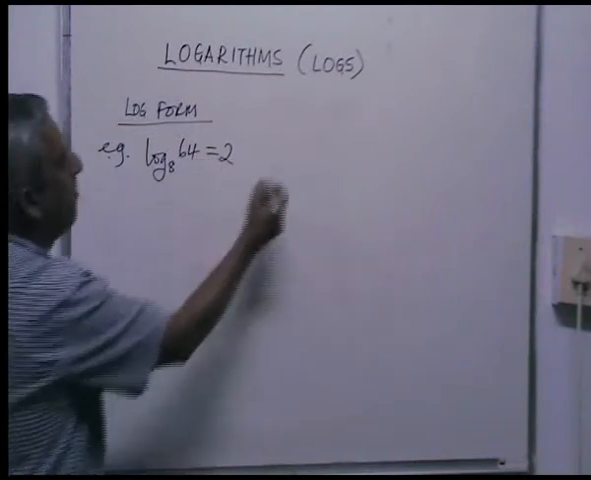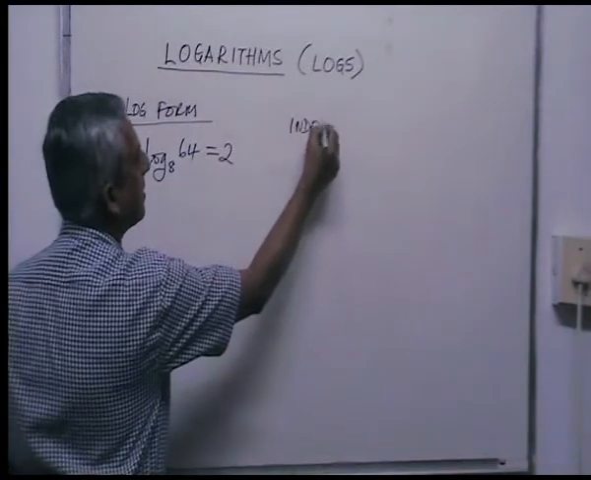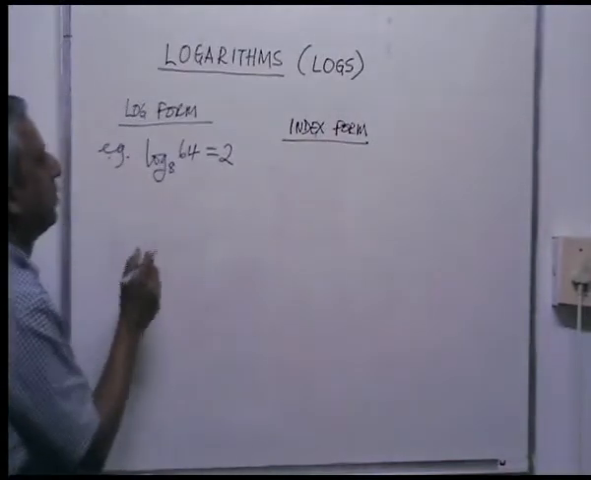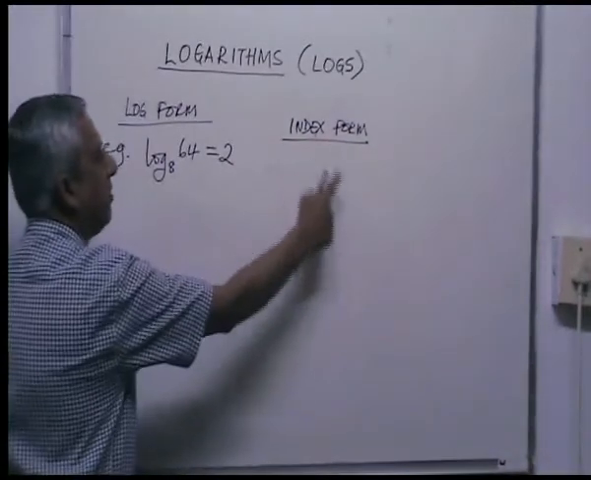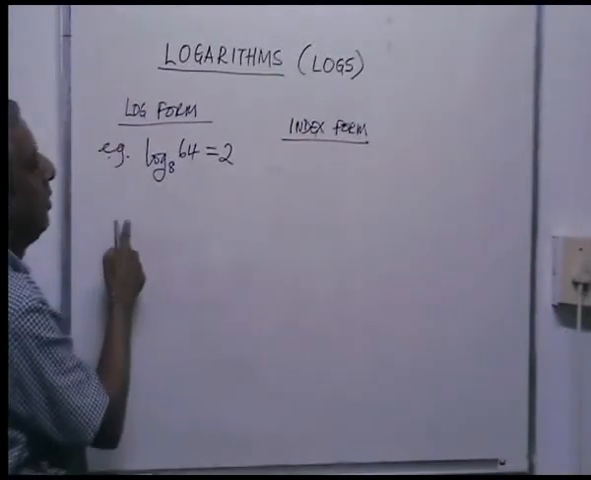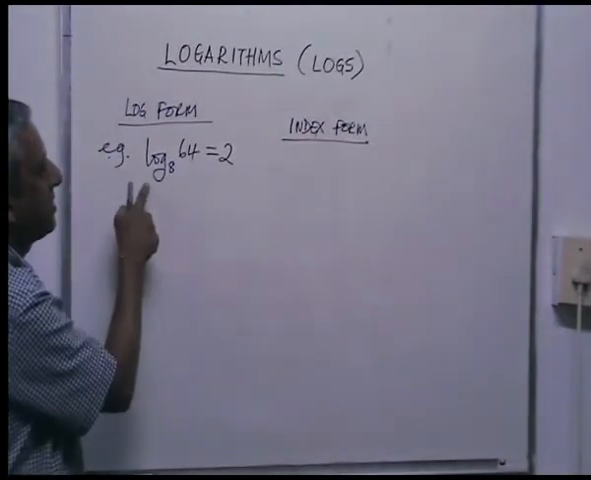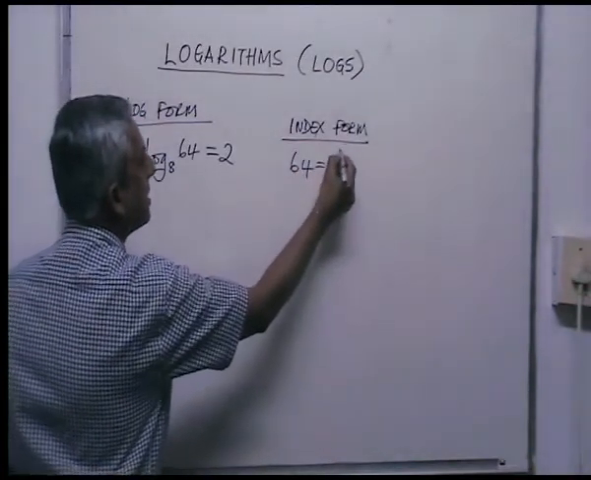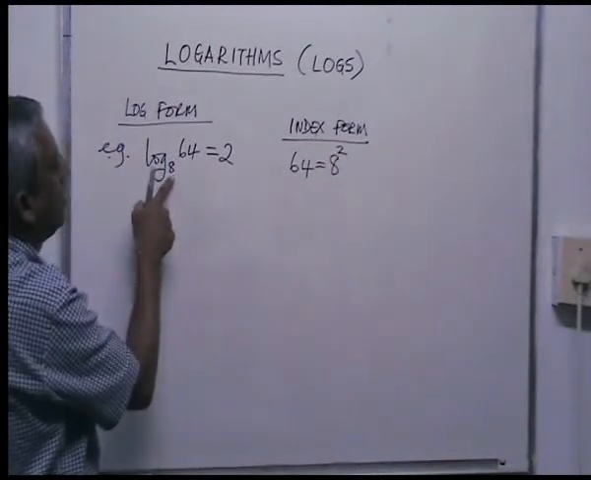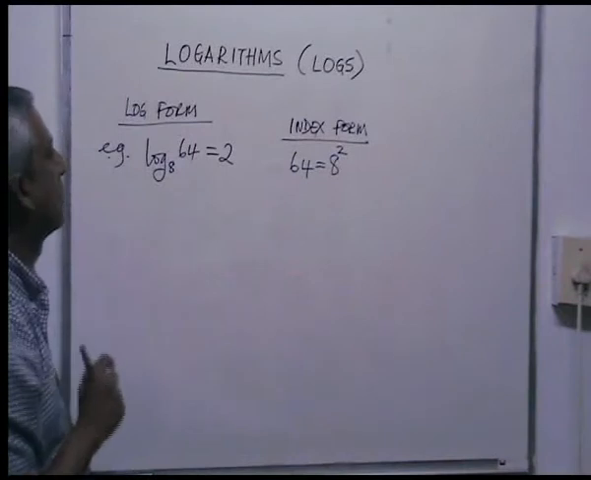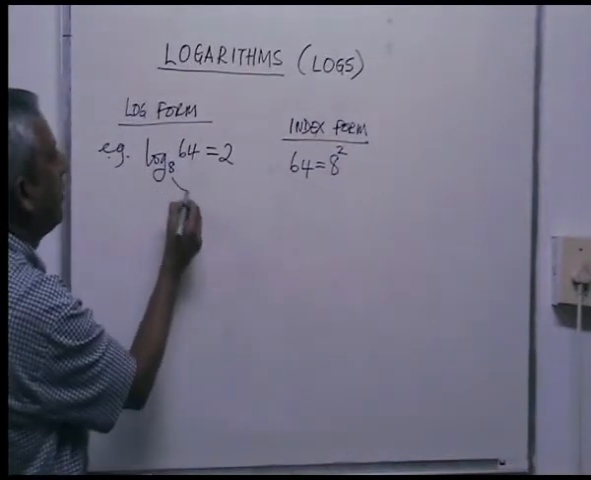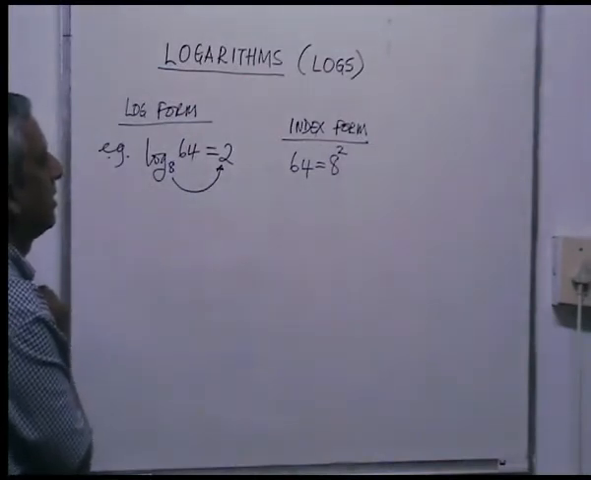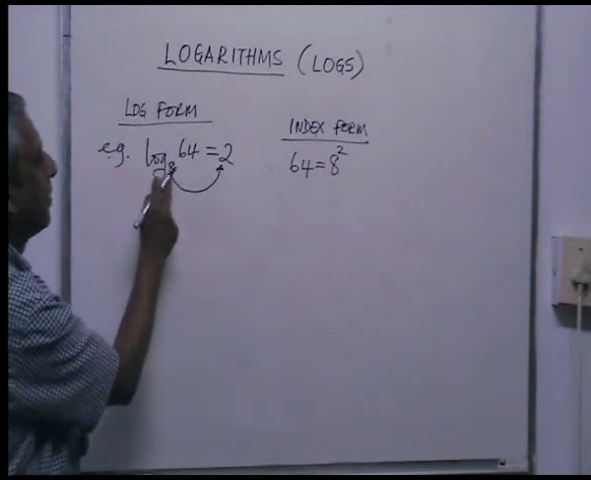I'm giving you a log form. I need you to write it in index form. Now it's very important to be able to do this. From log form you must be able to go to index form. From index form you must be able to come to log form. So if I have to rewrite this, it will mean that 64 is equal to 8 squared. Or if you like to help yourself, you can do a little curve like that. That might help you to think clearly. 64 is equal to 8 squared.